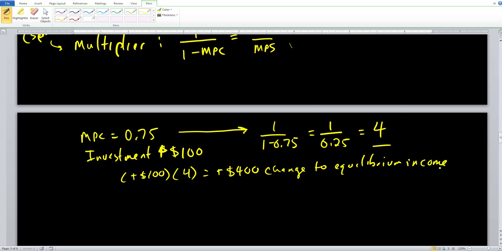And that's exactly what we saw as we transitioned from point A to point E. When we increase investment by $100, we notice that at the end, as we transition to our new equilibrium, aggregate expenditures and our income all changed by $400, from $4,000 to $4,400. So this is all due to the impact of the spending multiplier.